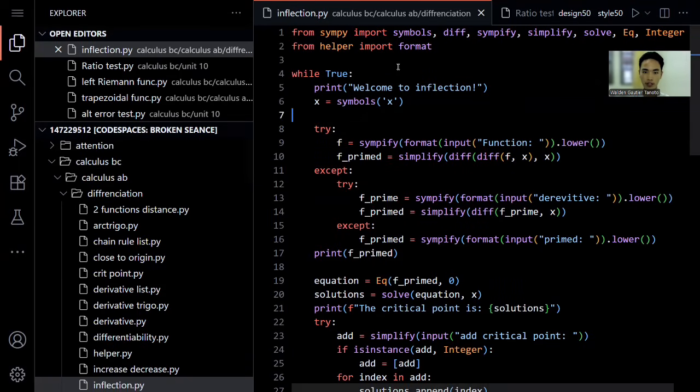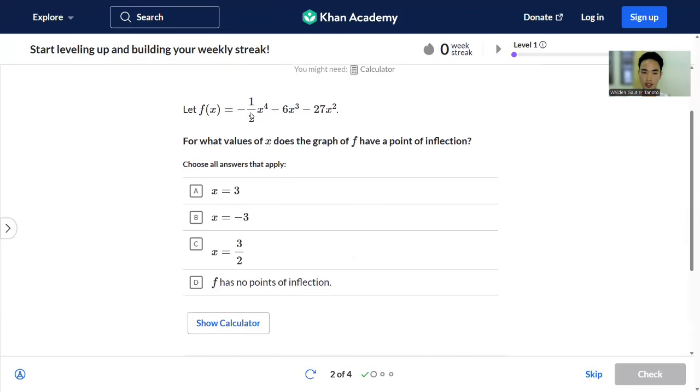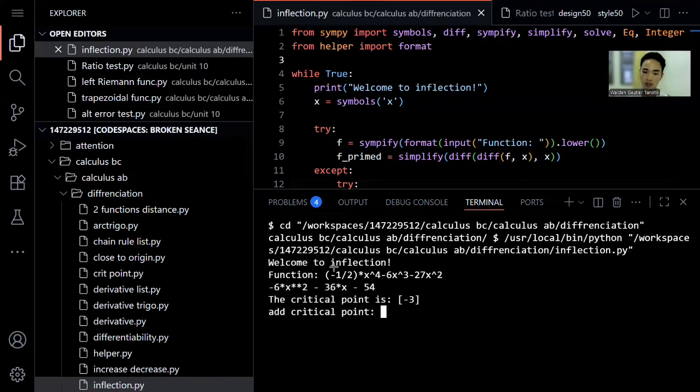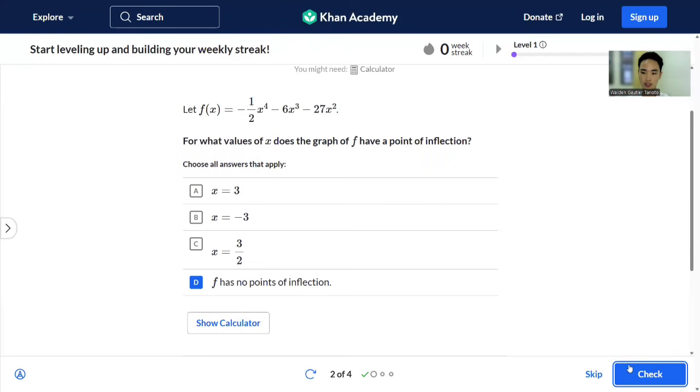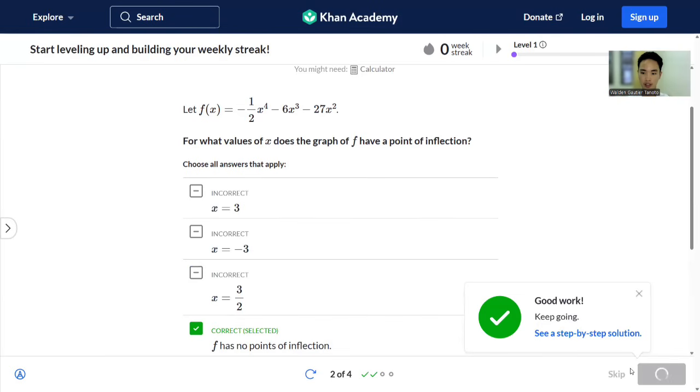Now I'm going to prove the inflection module. First, we run the code and then type the problem. And we can see that both of them have the same values. So it has no points of inflection. Let's see if it's correct. Yay, it's correct.